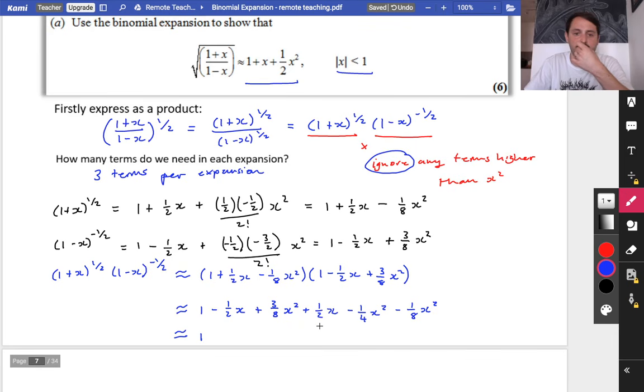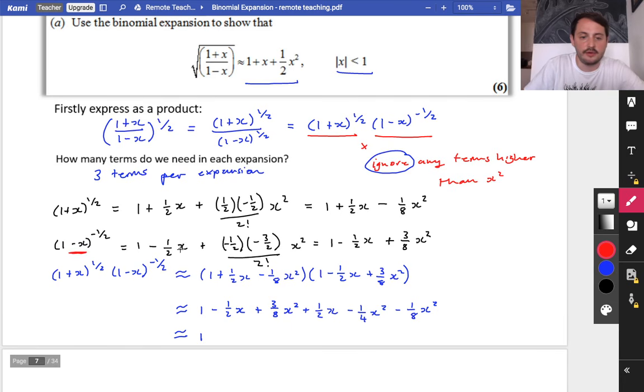What have I done wrong? Where's this gone wrong? I hope somebody can spot this before I've done it. Let's just check if the x squared bit is right. So the x squared bit, we've got 3/8 minus a quarter minus an eighth, and we get none of the x squareds. So I need to spot where I've gone wrong. Right, I think I can see it already. I did not notice this.